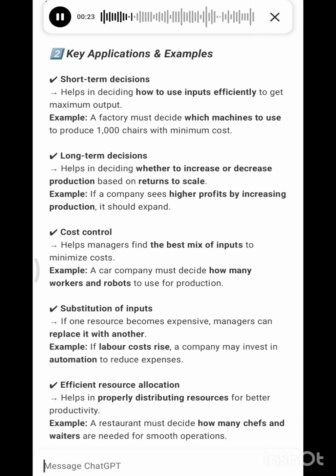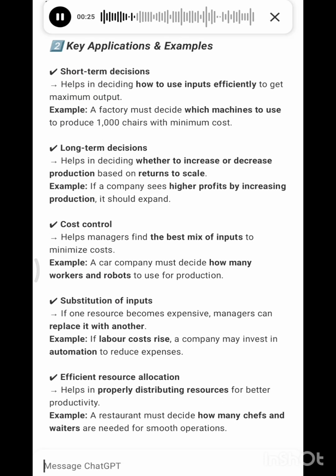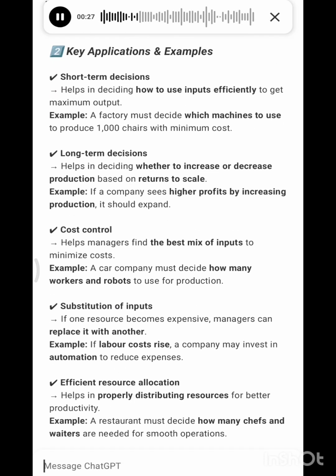Key applications and examples. Short-term decisions. Helps in deciding how to use inputs efficiently to get maximum output. Example, a factory must decide which machines to use to produce 1,000 chairs with minimum cost. Long-term decisions. Helps in deciding whether to increase or decrease production based on returns to scale. Example, if a company sees higher profits by increasing production, it should expand.